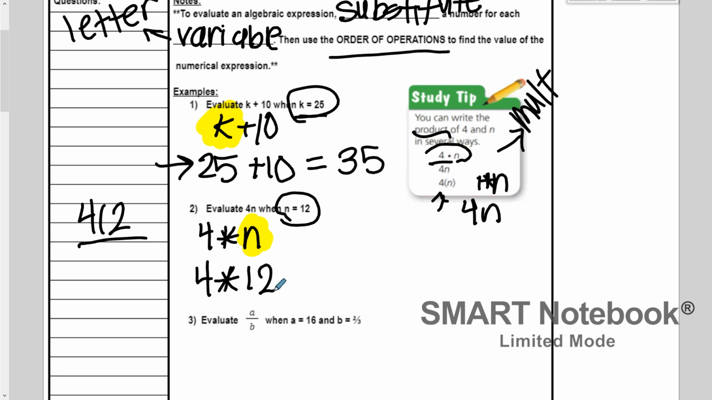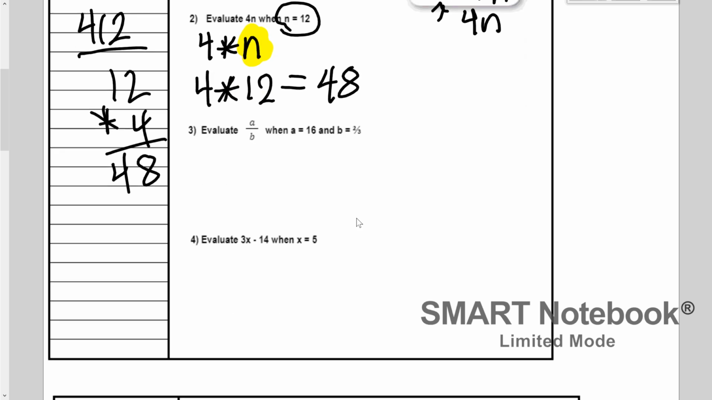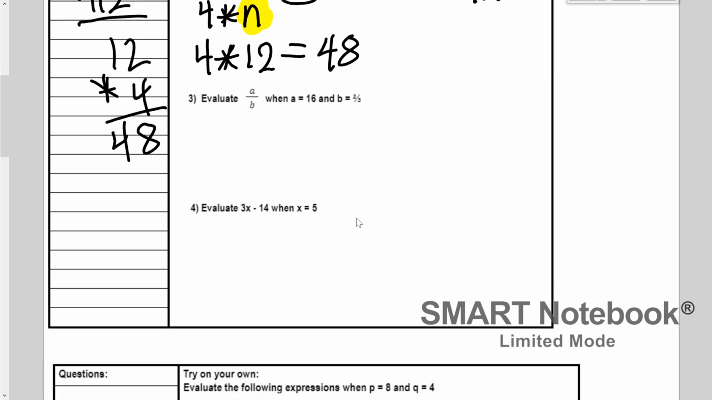From there, we could use a multiplication chart. We could stack those numbers, 12 times 4, multiply it out. 4 times 2 is 8. 4 times 1 is 4. So 4 times 12 would equal 48. Okay. If you want to start trying to work ahead, you can. You can always pause the video to resume if you get stuck somewhere.